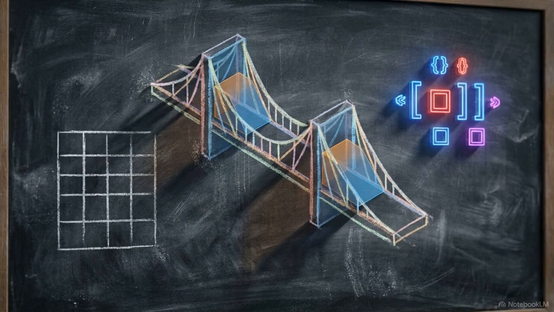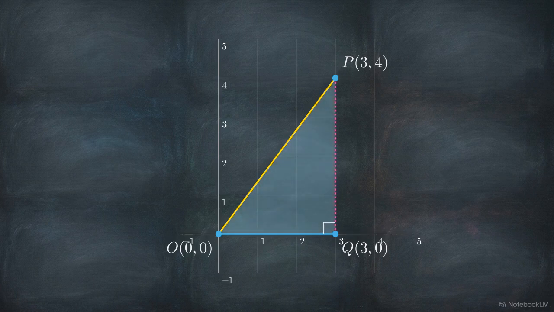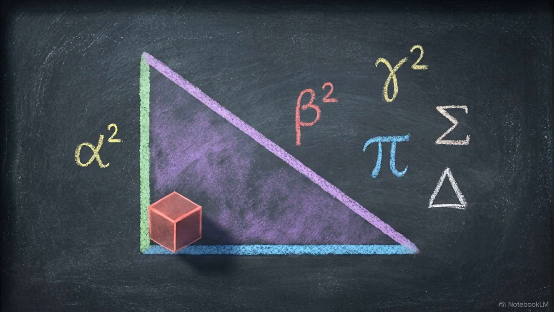To measure this empty space, we have to build a bridge between the strict accounting of the coordinate grid and standard Euclidean geometry. We translate this diagonal by projecting point P onto the axes. We drop a perpendicular line straight down to the x-axis, creating a new intersection at 3, 0, labeled Q. By anchoring the point, we construct a right-angled triangle between O, Q, and P. This specific shape triggers a known rule from Euclidean geometry.